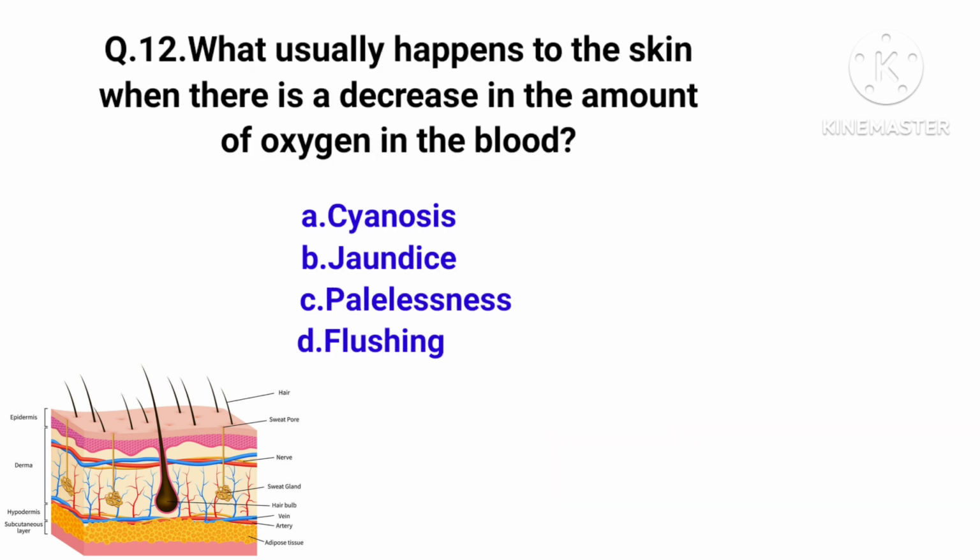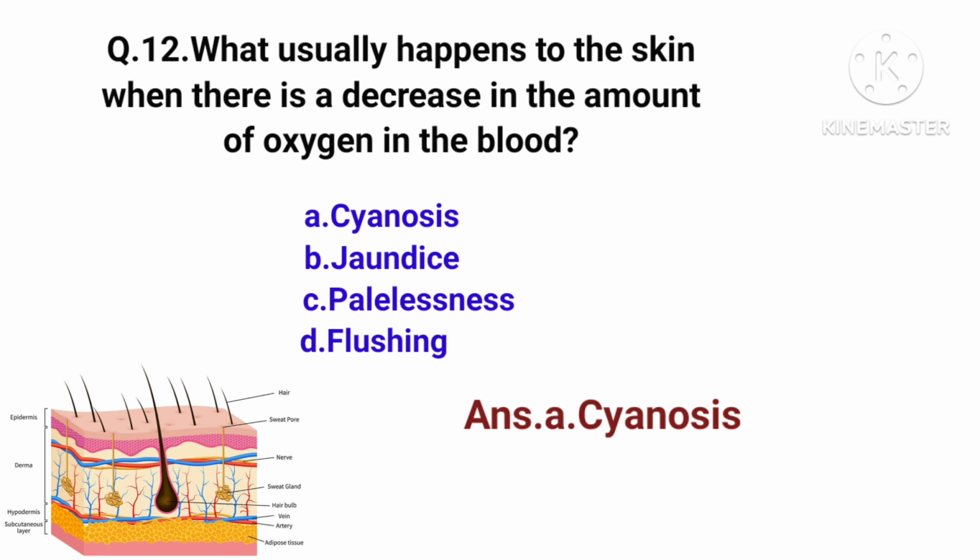Next question. What usually happens to the skin when there is a decrease in the amount of oxygen in the blood? Cyanosis, jaundice, paleness, or flushing? Cyanosis is seen in the skin when there is a decrease in the amount of oxygen in the blood.